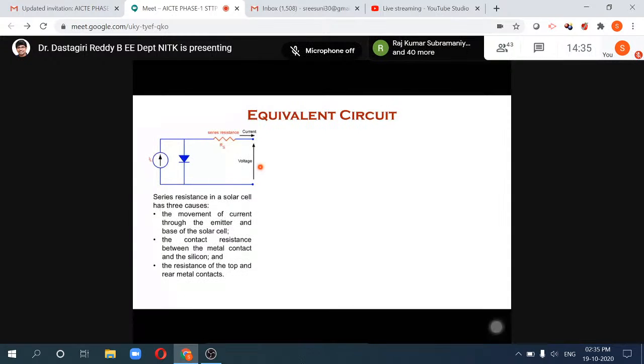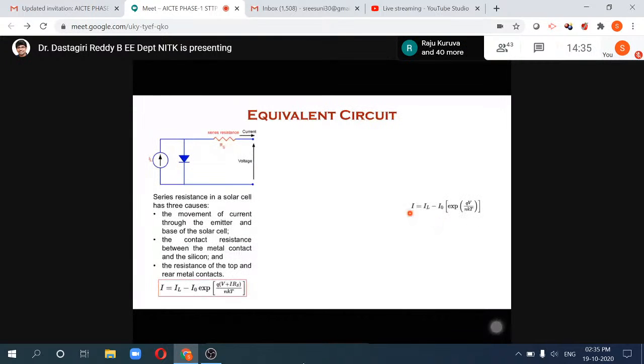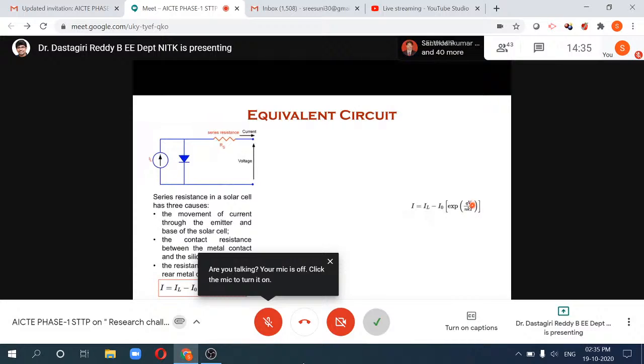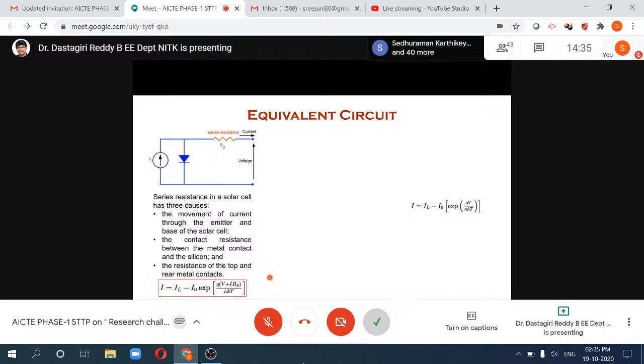So how does it affect the equivalent circuit? We have seen that the total current is the light generated current minus the diode current. But because of the series resistance, there will be some drop here. Instead of qV, you will see V plus IRs. That's how the current equation changes.